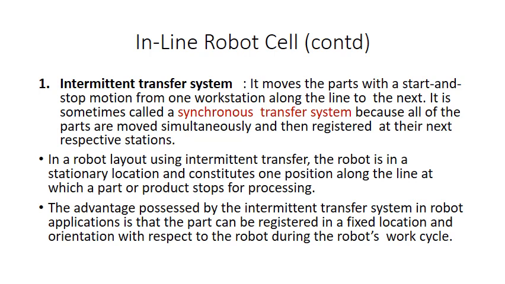In a robo layout using intermittent transfer, the robo is in a stationary location and constitutes one position along the line at which a part or product stops for processing. The advantage possessed by the intermittent transfer system in robo applications is that the part can be registered in a fixed location and orientation with respect to the robo during the robo's work cycle.